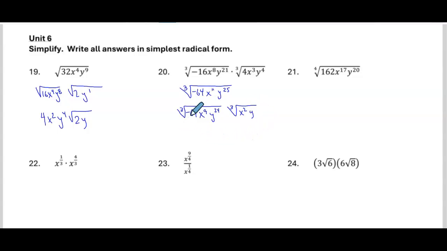Alright, so cube root of a negative equals a negative. 9 divided by 3 is x3. 24 divided by 3 is y8. And then I have my cube root.